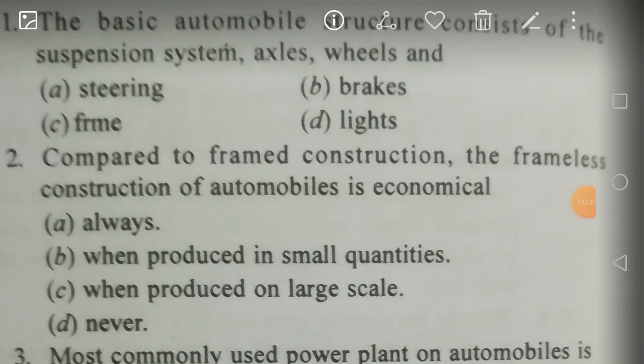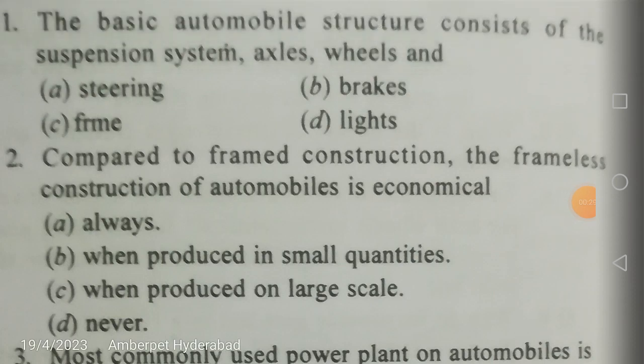Steering controls the motion of the vehicle. Front wheels, brakes try to bring down the speed of the vehicle or stop the vehicle. Lights are used in the night for the vision. Okay, so frame is the only correct answer.